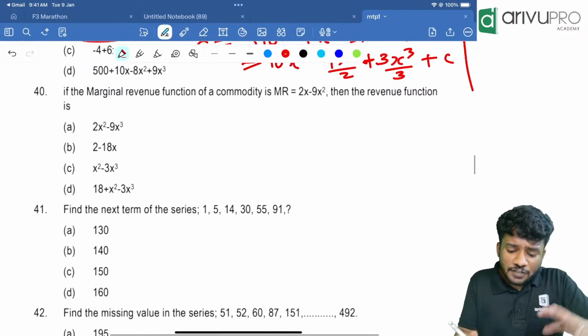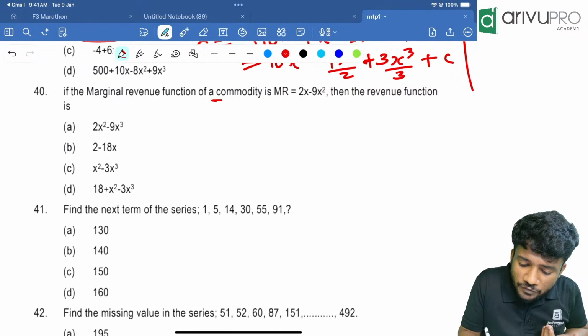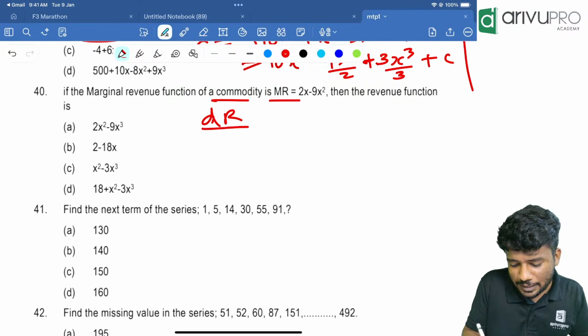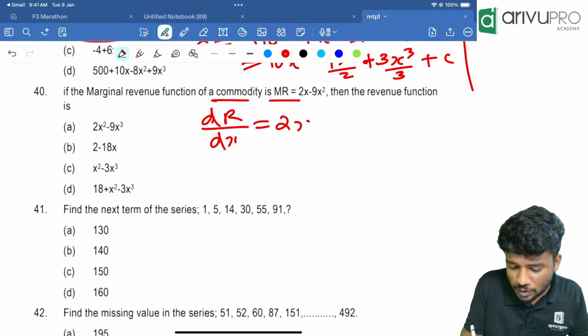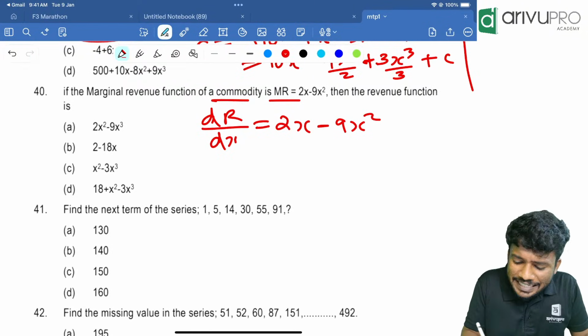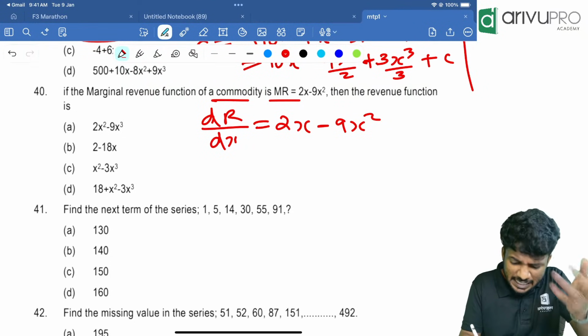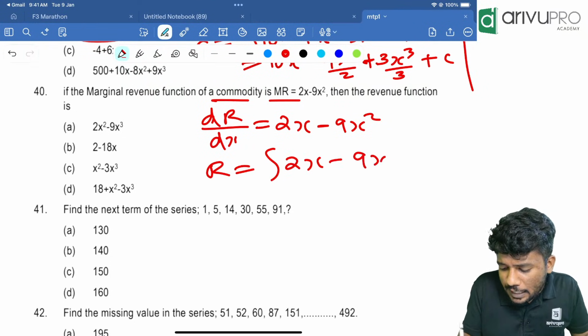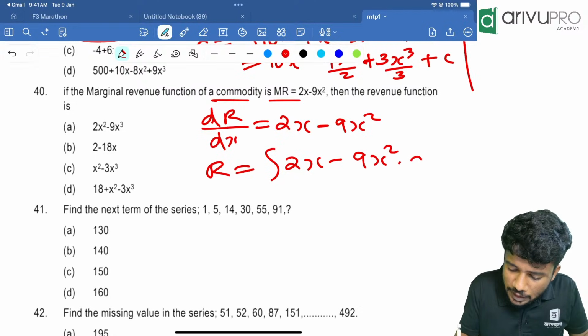Next one. If the marginal revenue function of a commodity is this much, then the revenue function, same method: dR by dx is given, that is 2x minus 9x square. How will you find revenue? Take the integral of it, or integrate it. R is equal to integral of 2x minus 9x square into dx.